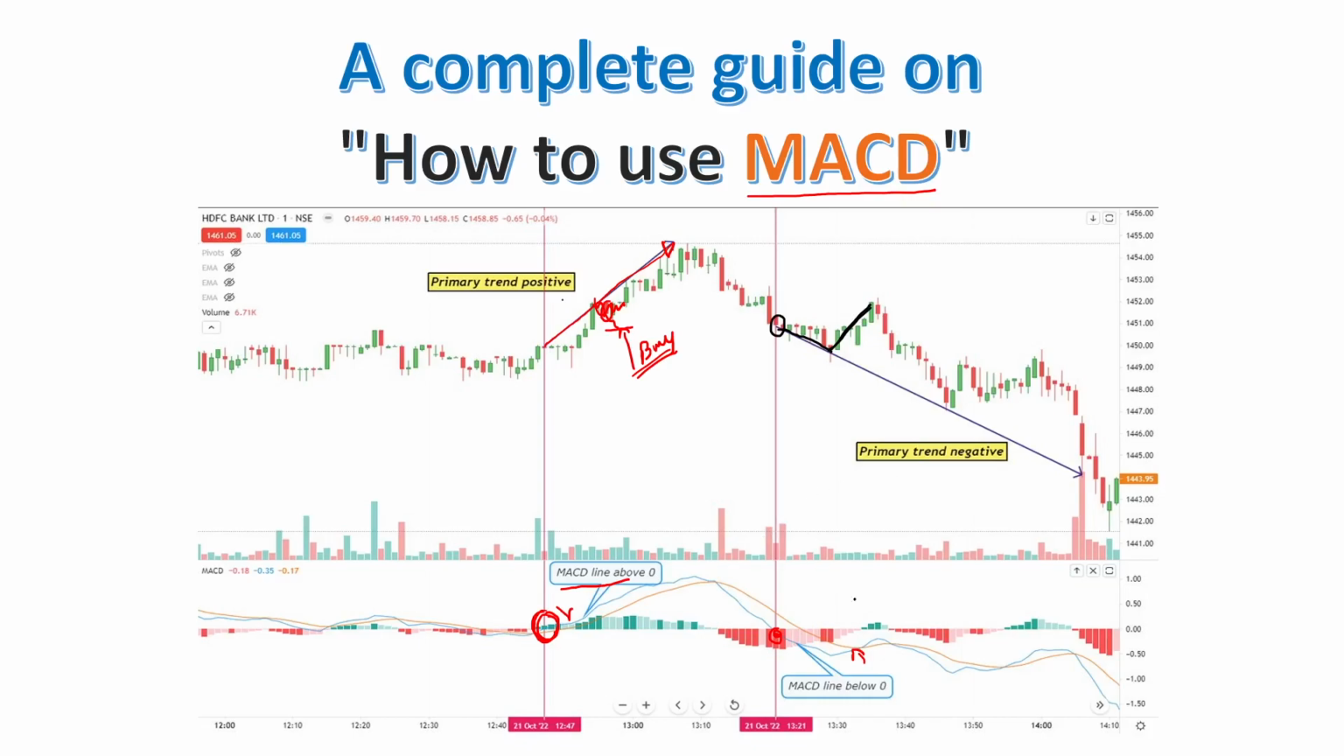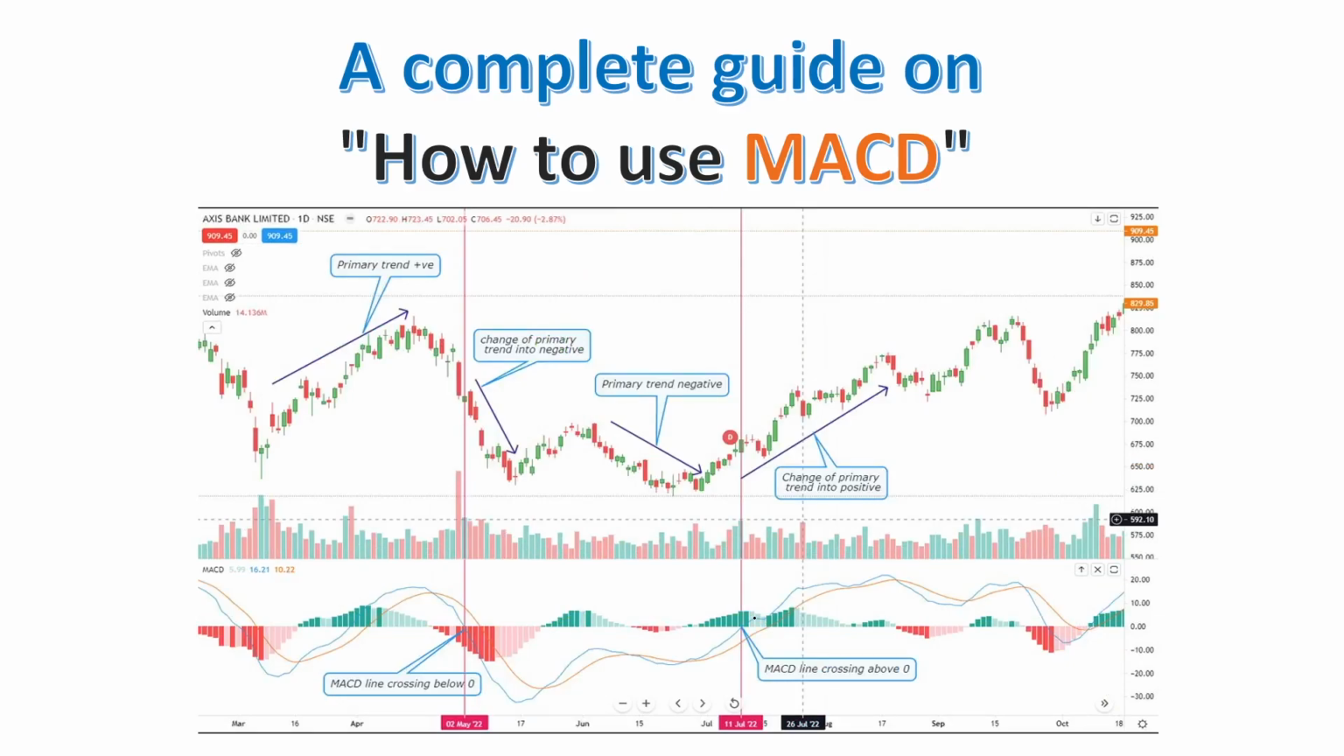So a very simple rule: if the MACD line, that is the blue line, not the signal line, is below 0, understand that the primary trend is negative and you should focus on selling on the rise. After a rise, focus on selling. So this is how you should think, right? And if you think that the primary trend is positive, that is the MACD line is above 0, then whenever you get a pullback, you try to buy, and keep on adding to your position. So basically, if the blue line is above 0, the primary trend is positive. If it is below 0, the primary trend is negative. It's that simple.